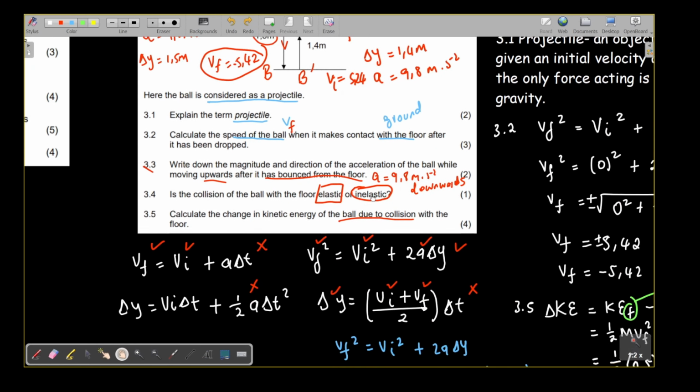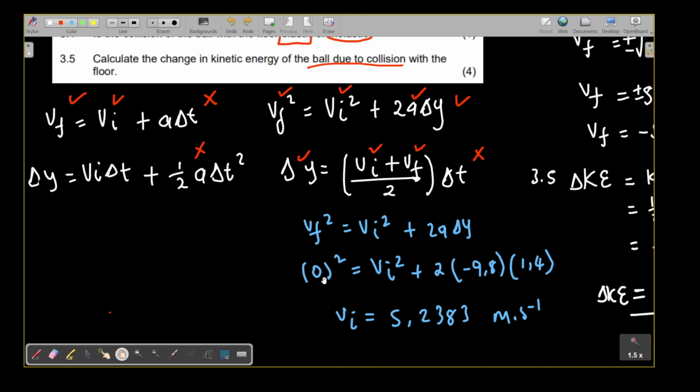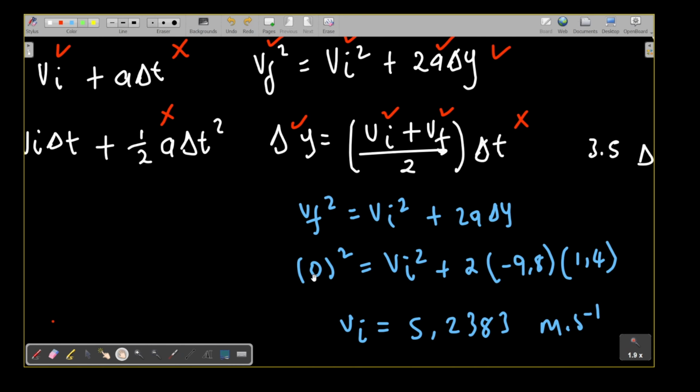That is why here we used this formula and said the final velocity is 0. Remember, this is the velocity where? That is the velocity at C. While this initial velocity is the velocity at what? At B prime. This is the velocity at B prime, and this is the velocity at C.